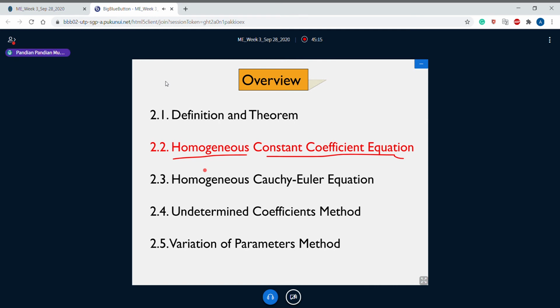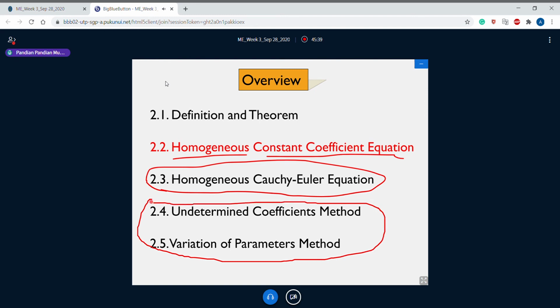But the most difficult one is inhomogeneous. So we will not do inhomogeneous for today because we have to finish this one first. Homogeneous Cauchy-Euler equations. The non-homogeneous comes under this part, 2.4 and 2.5. So today we just cover homogeneous constant coefficient, and then afterwards we move on to homogeneous Cauchy-Euler.